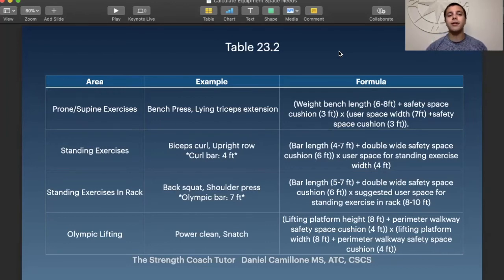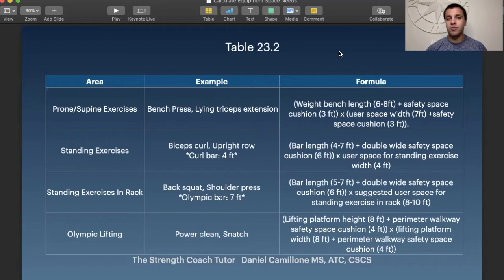The first category we have is our prone/supine exercises. If you're unaware, prone simply means an exercise that you're doing with your chest and stomach on a bench or on the ground, whatever it may be. And supine is simply the opposite, where anytime you're doing an exercise on your back, like a bench press, anything of that nature. Examples would be a bench press or a lying triceps extension. You could also do a seal row or bench supported dumbbell rowing, which would be examples of a prone exercise.